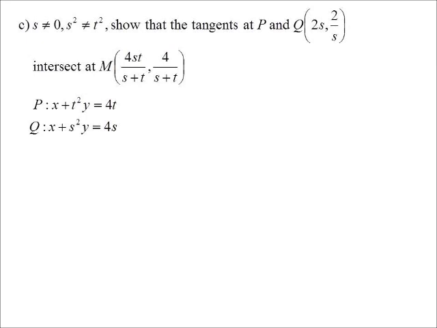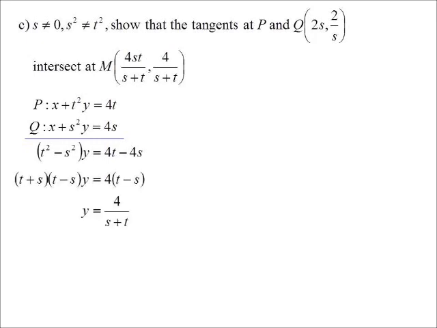We want to find the point of intersection, so solve them simultaneously. Let's eliminate the x's, the coefficients are already the same. We get t squared minus s squared y. That's the difference of two squares, of course. Now, I can divide everything by t plus s, t minus s, because we are told s squared can't equal t squared. Therefore, s does not equal t, so t minus s doesn't equal 0. And s can't equal negative t, so t plus s can't equal 0 either. So it is okay to divide by that. So I end up with y is 4 on s plus t, which is what I'm looking for.